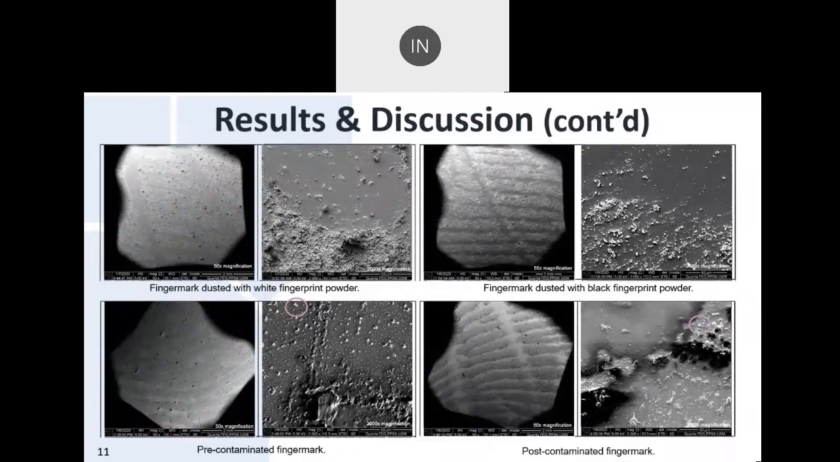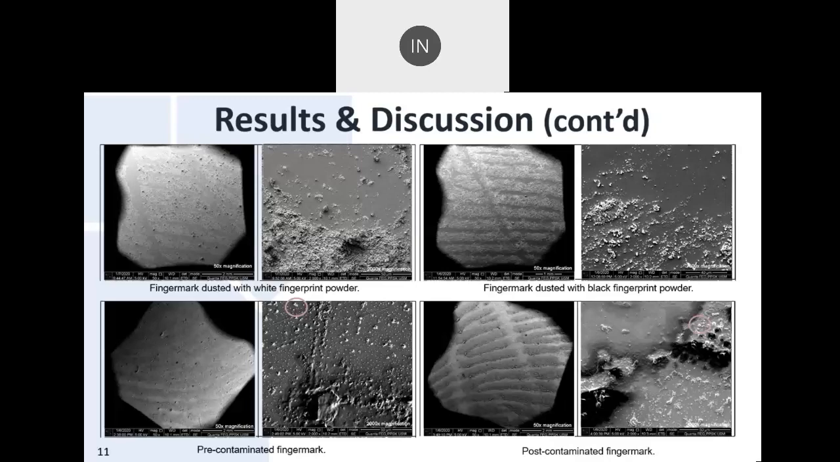When the latent finger marks were dusted with fingerprint powder on this slide, the upper left was with white powder and the upper right was with black powder. The areas of ridges and non-ridges could still be differentiated, although not as prominent as the samples without powdering due to the clumping of the powder, as you can see on the images with 2000 times magnification. The images at the bottom are the non-powdered contaminated latent finger marks.